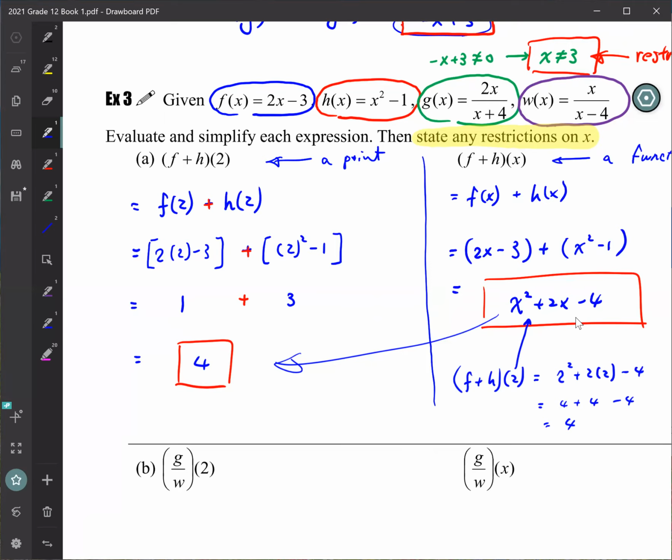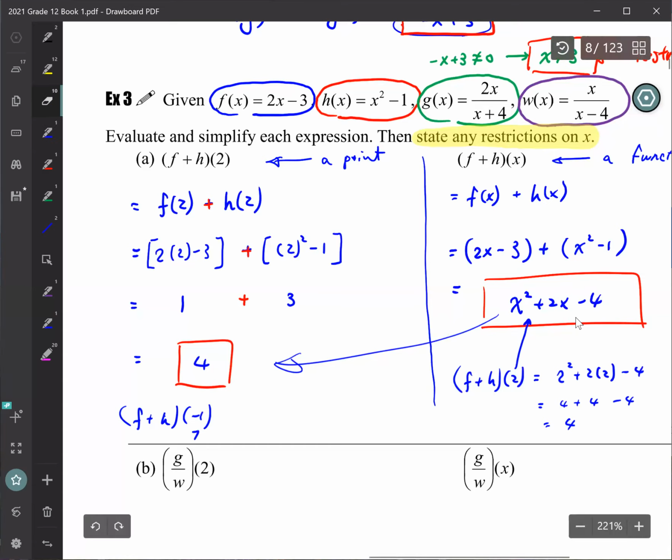If they have a lot of questions to ask you, instead of just 2, they ask you to find f plus h of -1, f plus h of 7, if they have a lot. What you can do is find the resulting function first, and then use that to calculate each of the answers. That way you don't have to do it separately. So it becomes a formula that you can use. Okay, so this one, let me erase this.